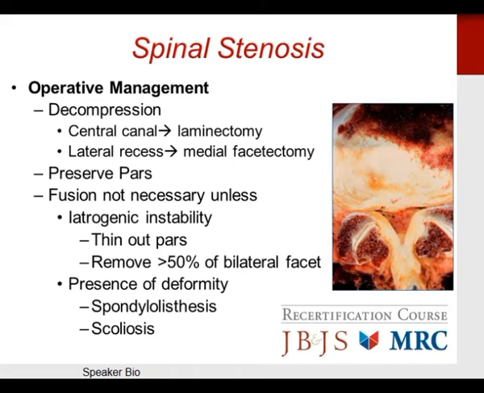Make sure to preserve the pars, and if there is no instability, then fusion is not necessary. If, however, you thin out too much of the pars or you remove greater than 50% of bilateral facet joints, then a fusion is typically necessary. Preoperatively, if there's evidence of a spondylolisthesis or scoliosis, then a fusion with or without instrumentation should be considered as well.